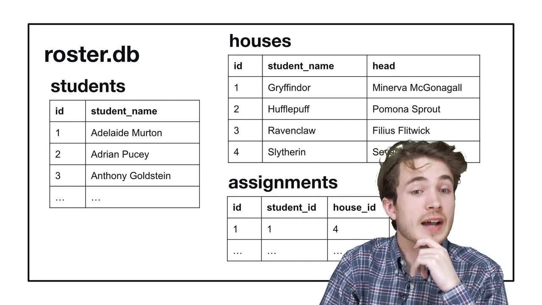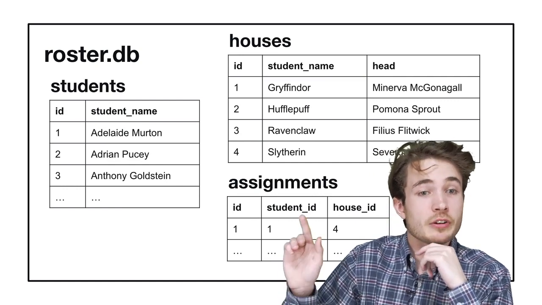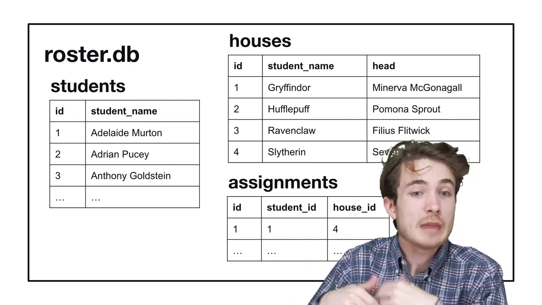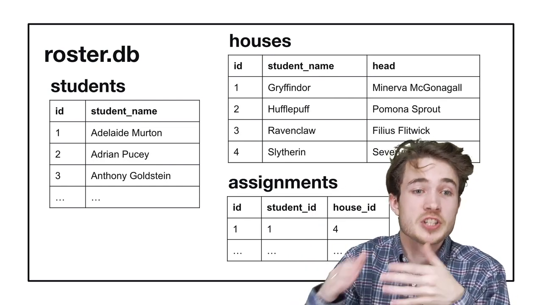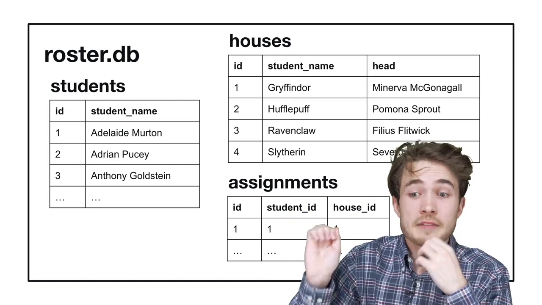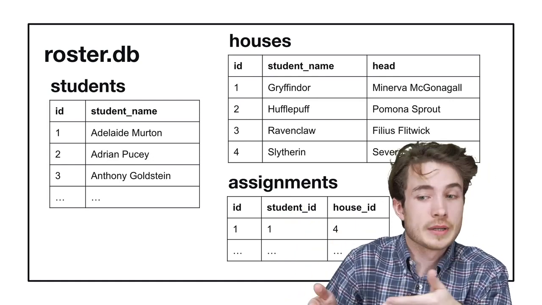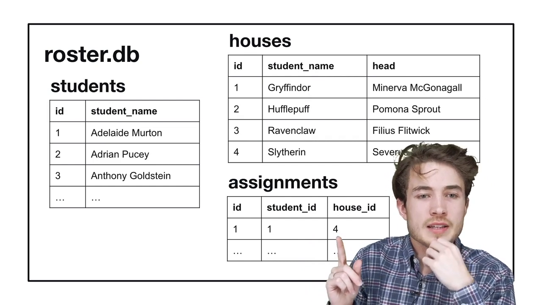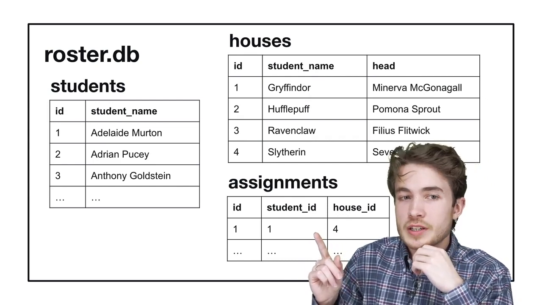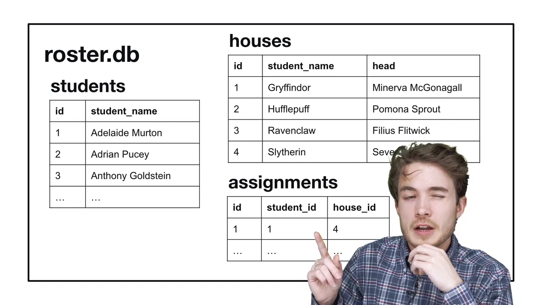Yeah, so you're seeing in the ID columns for every table. So here in students, the primary key, the unique ID for every student, is just that ID column. And for houses, the primary key is that ID column as well, and similarly for assignments. But now student ID is not a primary key, because it's not a unique identifier for every student here. What is it instead?